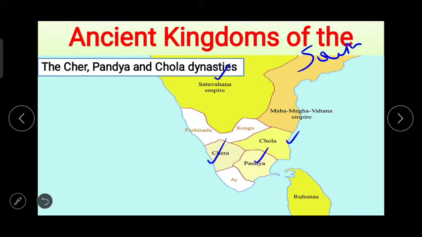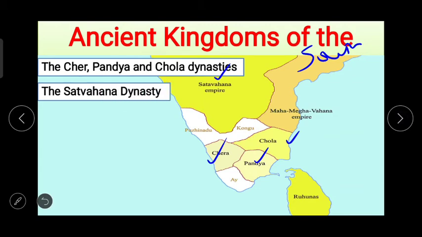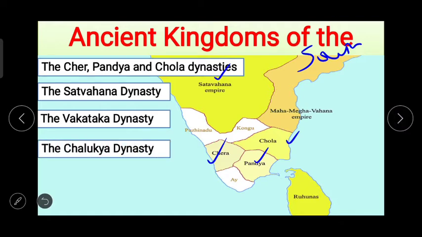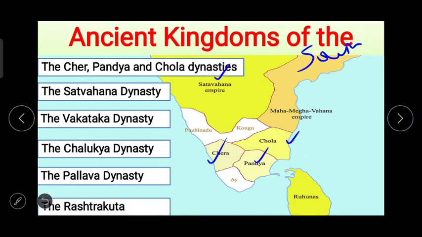So the points which we are going to cover in today's topic, ancient kingdoms of the south: the Chera, Pandya and Chola dynasties, then the Satvahana dynasty, the Vakataka dynasty, the Chalukya dynasty, the Pallava dynasty, and the last one in this topic, the Rashtrakuta dynasty. Now about each and every dynasty we are going to talk about the capable king and the work of that particular king, or anything special about these dynasties.